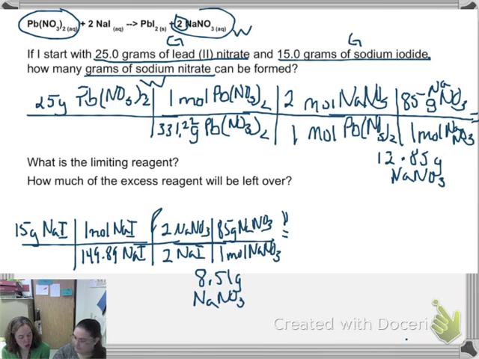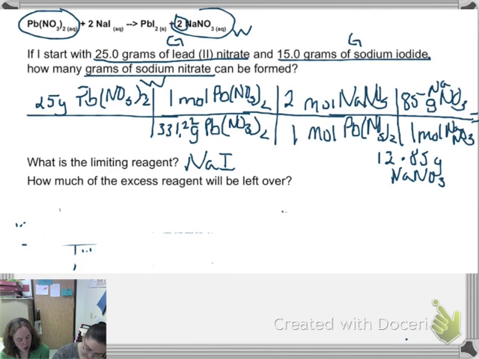All right, so which one of these is our limiting reagent then? Okay, so my NaI is the one that made less, so that must be my limiting reagent. Now there's one more thing that we can make you calculate when it comes to limiting reagent problems, and that is how much of your excess reagent is left over. So we're going to have to do one more set of tracks. We want to know how much of our excess is left over, so if sodium iodide is our limiting, what's our excess? Okay, so our excess was the lead nitrate.